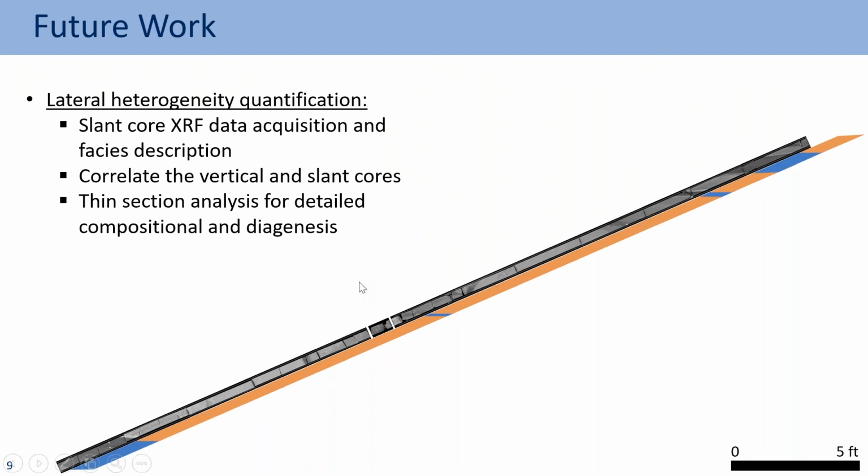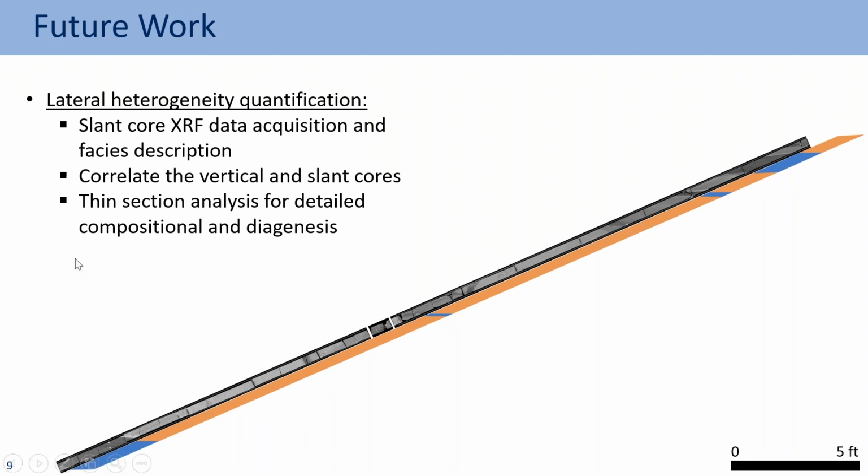For that, we want to have XRF data acquisition and to do facies description on the slant wall. Then we want to do the correlation between those walls. And after that, we can define good areas where we want to collect thin sections to do a better job doing a detailed composition and diagenesis analysis.